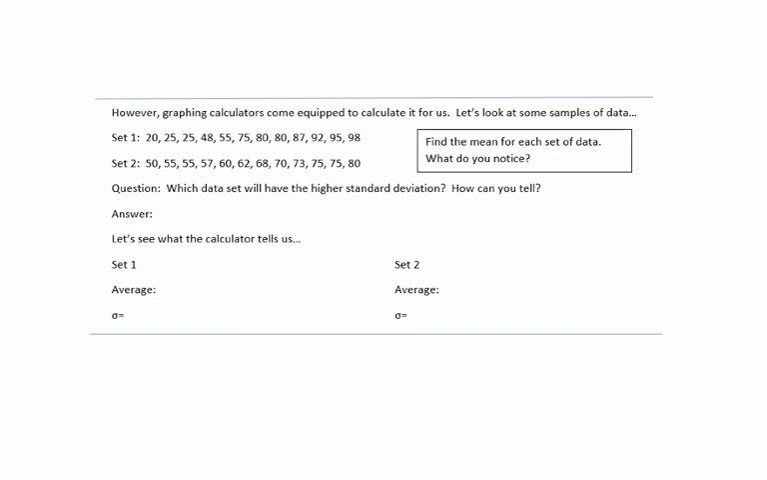And this is a little bit awkward to do in video format, but I'll do my best here. So we have set 1, which is 20, 25, 25, 48, 55, 75, 80, 80, 87, 92, 95, and 98. And then we have set 2, which is 50, 55, 55, 57, 60, 62, 68, 70, 73, 75, 75, and 80. And the directions over there in the box say, find the mean or the average for each data set.